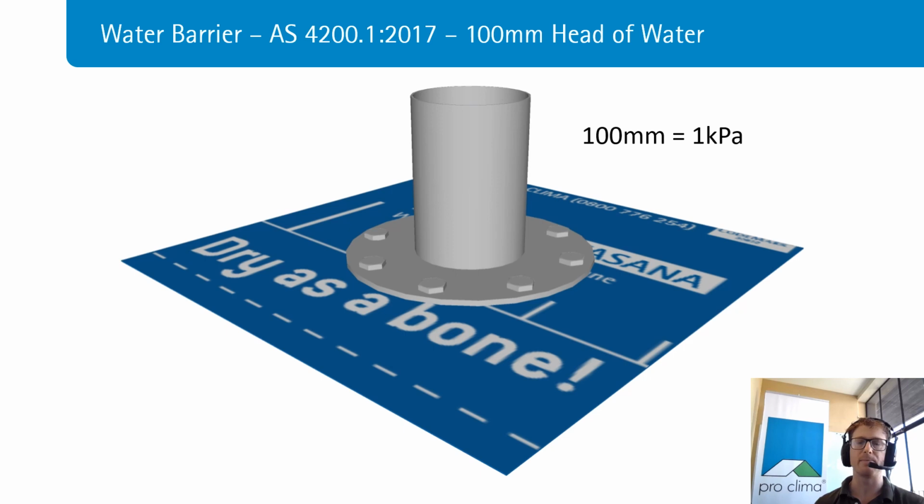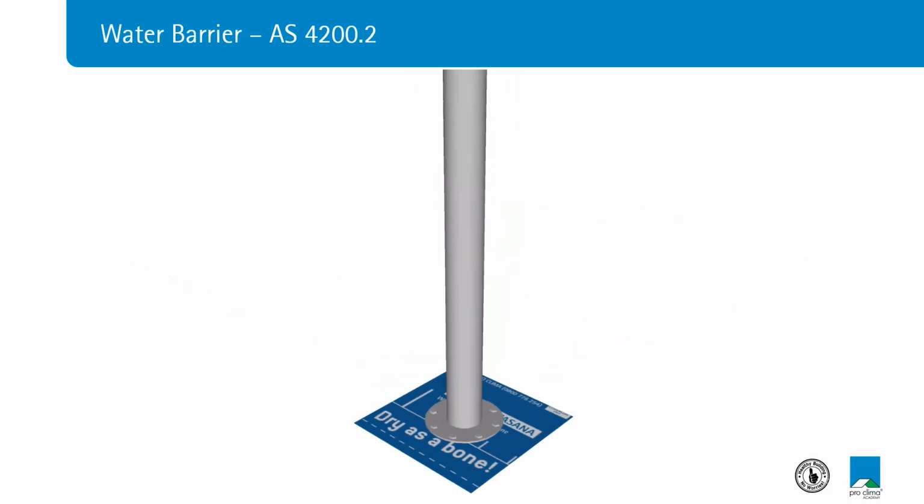That means the membrane has to be able to stop water leaking through it under a 100 millimeter water column. So that's a little column of water 100 millimeters tall, which represents about 1 kilopascal. And it has to hold this water for 24 hours. That's the minimum threshold for a water barrier in Australia. In New Zealand, it's even less. It's a 20 millimeter head of water, representing 200 pascals, for a weather resistive barrier used on a facade system.